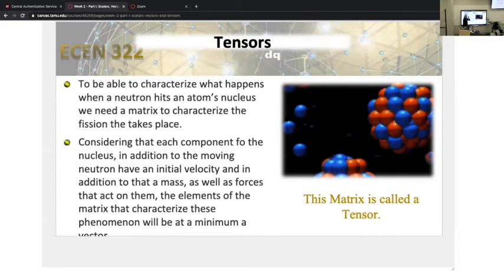And if you want to characterize this problem, you definitely have to incorporate the idea of a matrix. But since the elements of the matrix will be vectors, this matrix automatically becomes a tensor. So you see, this is not just the crazy idea of somebody who had nothing to do, but we developed them because they were important.